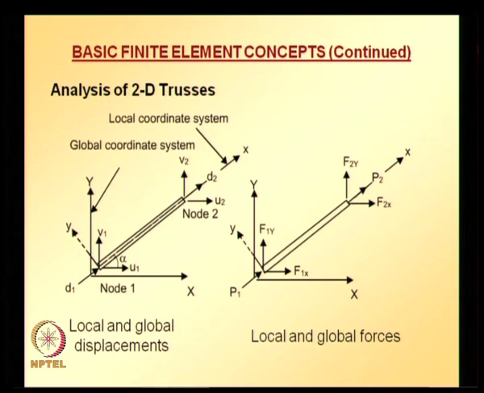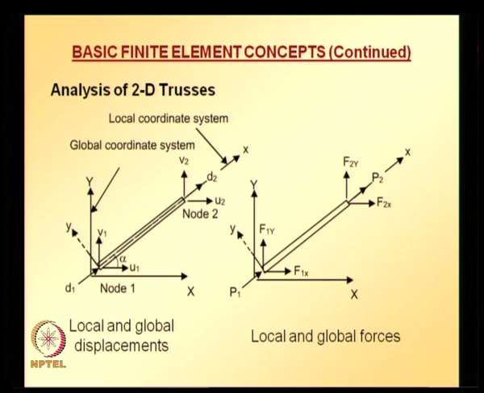Now, since the element is based on the axial deformation equations that were derived earlier, the same sign convention will be followed here, that is, a tensile force is assumed to be positive and a compressive force is assumed to be negative. In the local coordinate system, the displacement vector is d1, d2, and in the global coordinate system the displacement vector will have 4 components u1, v1, u2, v2.